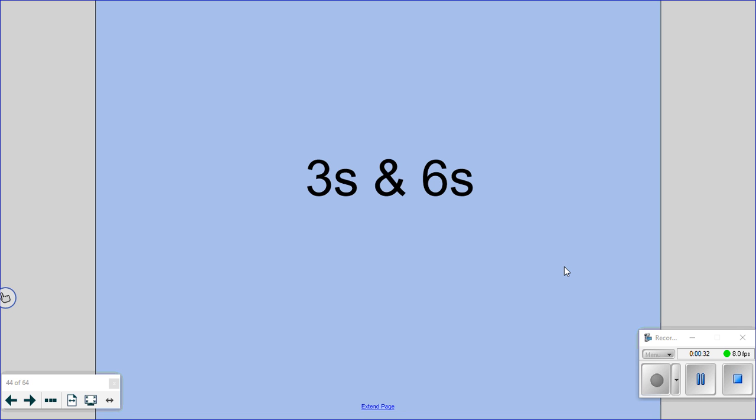Now, 3's and 6's are not my easiest skip count. That's just not something that's easy for me. If that's easy for you, that's awesome. But because it's not super easy for me, we're going to go over some tricks to help you figure out our 3's and our 6's.